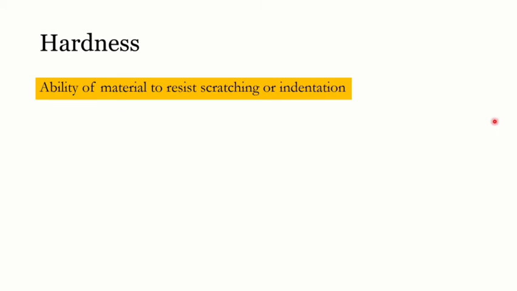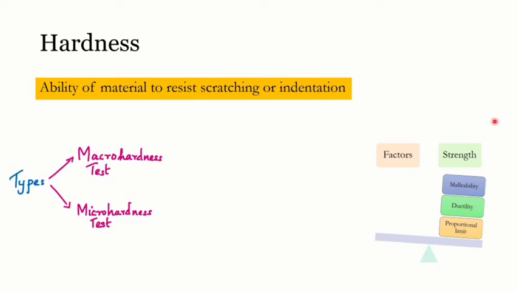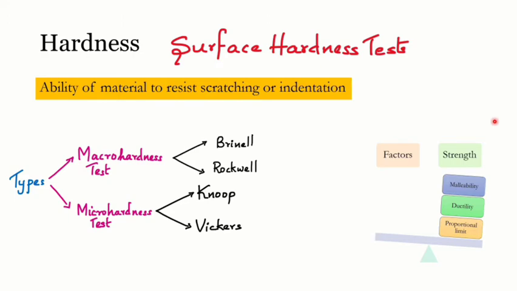Now hardness, again, is the ability of a material to resist scratching or indentation. The factors that are going to regulate this are the strength, proportional limit, the ductility, and finally the malleability. Now, the surface hardness tests are either macro hardness tests or micro hardness tests. Macro hardness tests are the Brinell hardness test or the Rockwell hardness test, whereas the micro hardness tests are the Knoop hardness test or the Vickers hardness test.